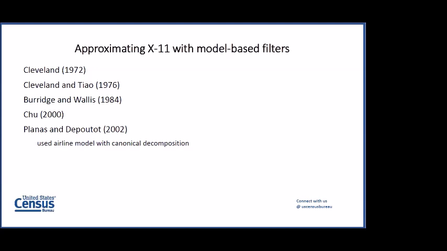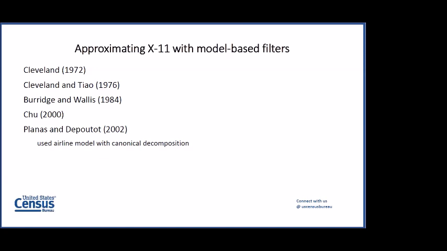And the first person that looked into this was Bill Cleveland in his PhD thesis. Bill had a long career at the Federal Reserve Board. And then he and his advisor, George Tiao, had a JASA paper in '76. And the result of the work was models that would produce signal extraction filters that approximated the default X-11 seasonal adjustment and trend filters. And other people followed, trying other models to get closer approximations, Bird and Wallace and James Chu.